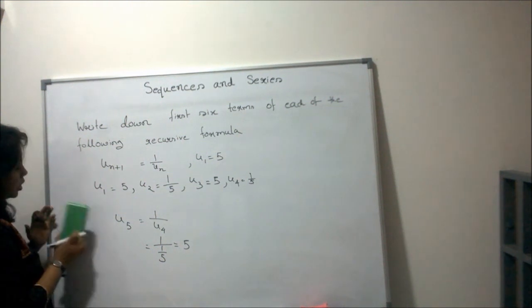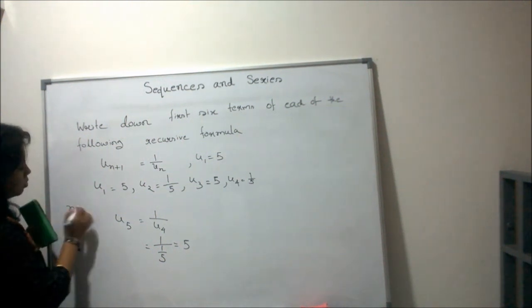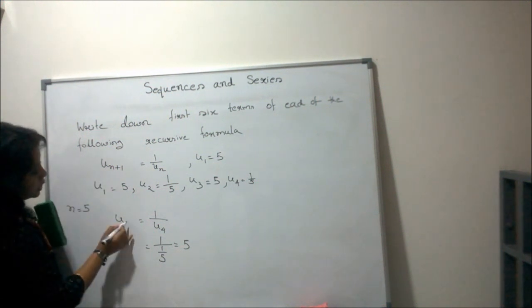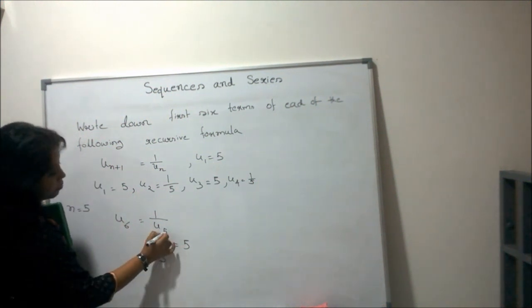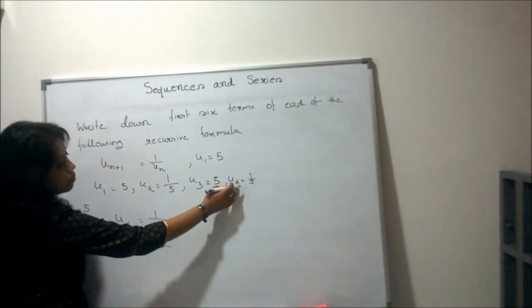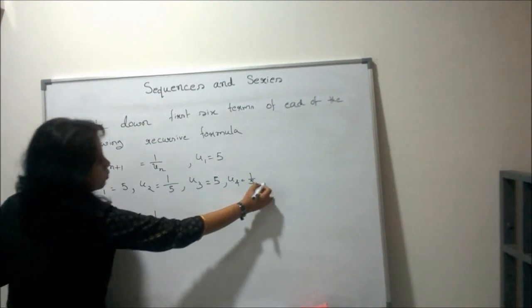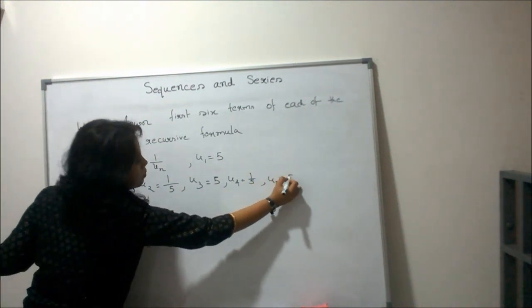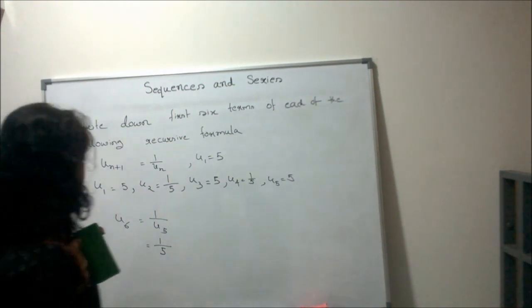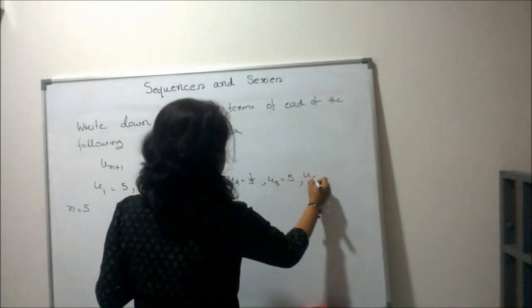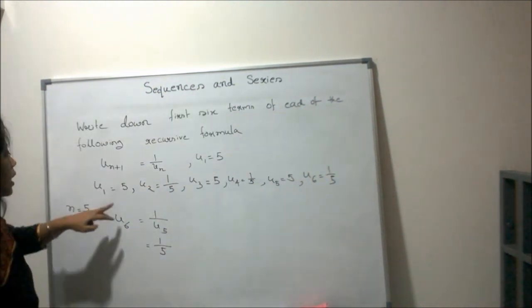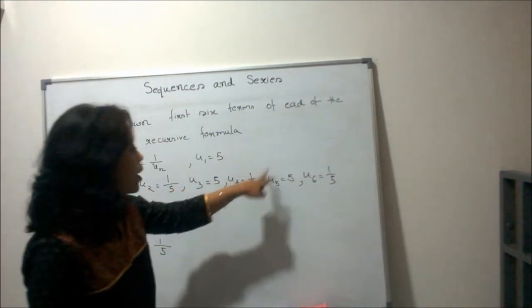The next one, n is equal to 5 means u6, and here 1 by u5. U5 you have got 5. So here 1 by 5. So u6 is again 1 by 5. So the terms are like 5, 1 by 5, 5, 1 by 5, 5, 1 by 5.